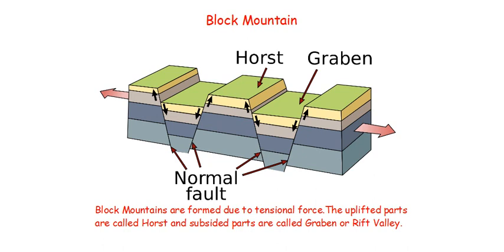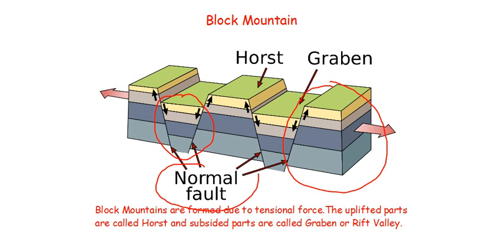Now next one is block mountain. What is block mountain? As you can see in this particular diagram, this mountain appears like blocks. Some blocks have moved downward, and some blocks have moved upward. The mechanism by which block mountain forms is called normal fault or normal faulting.